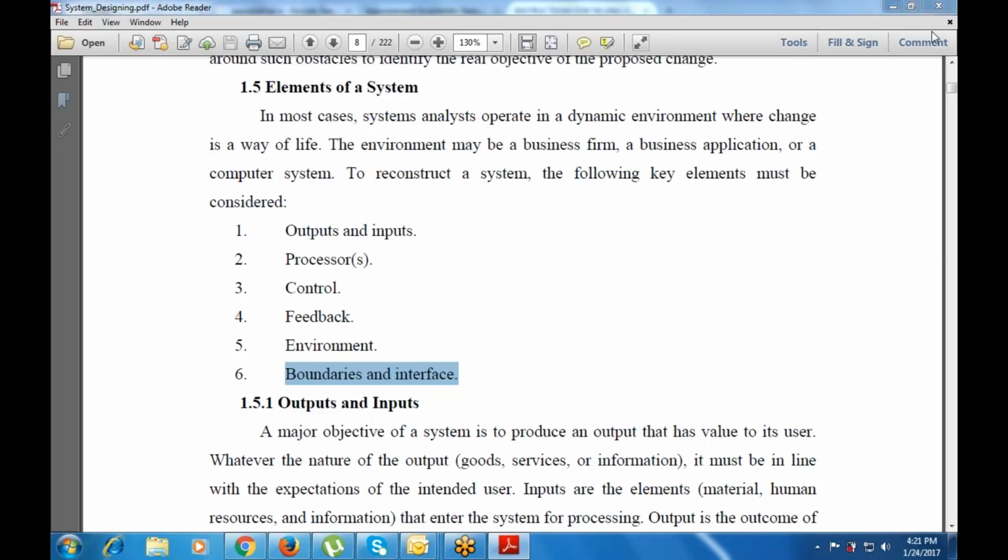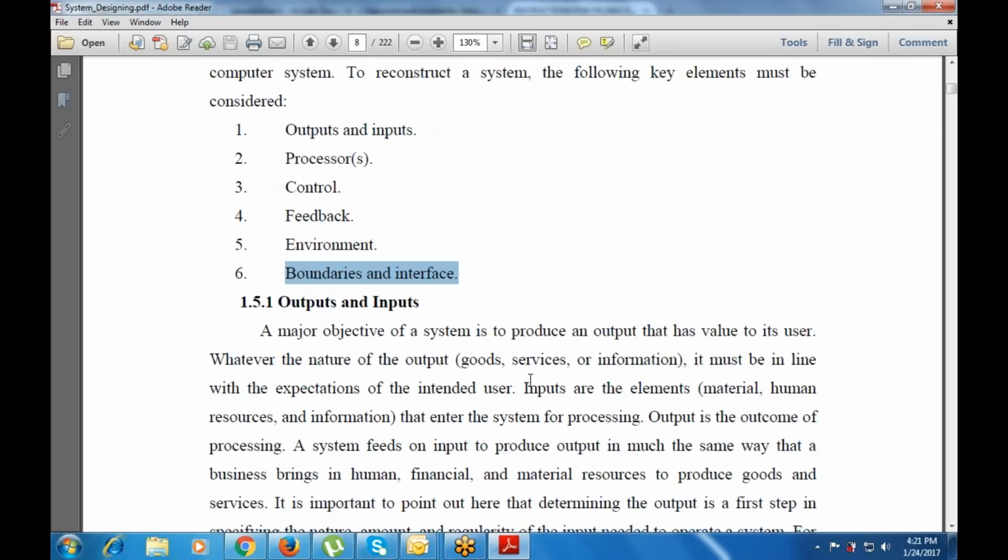That is the major objective of a system, to produce an output that has value to its customer or user. Whatever the nature of the output, whether goods, services or information, it must be in line with the expectations of the intended users. And the inputs are the elements that may be material, human resources, or information that enters the system for processing.